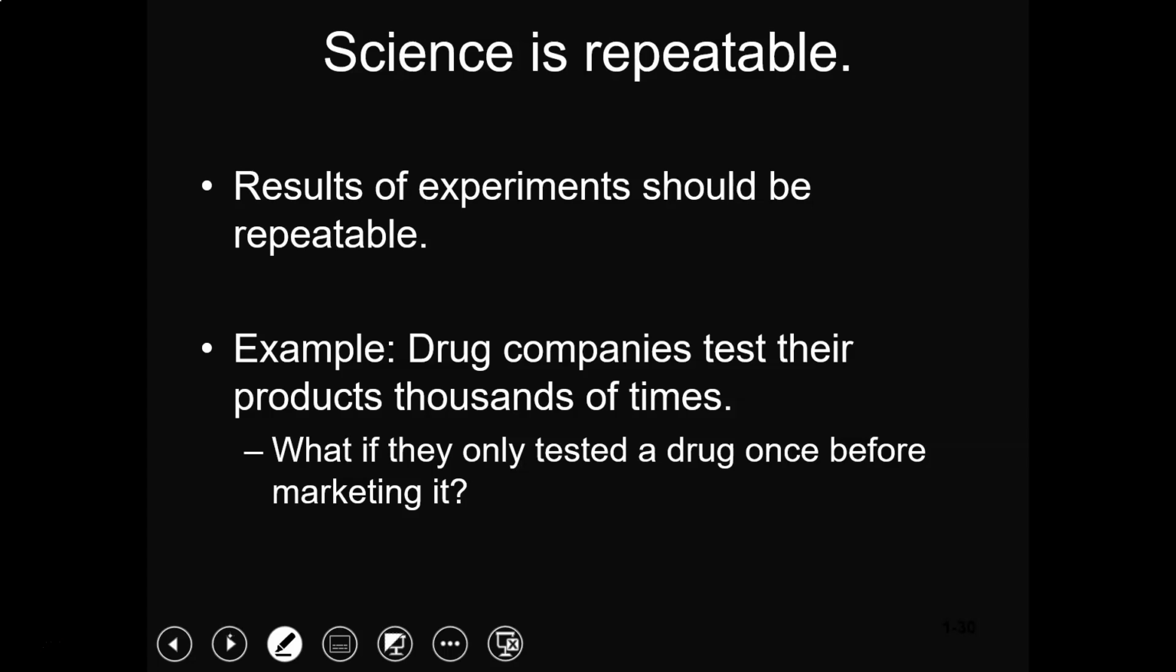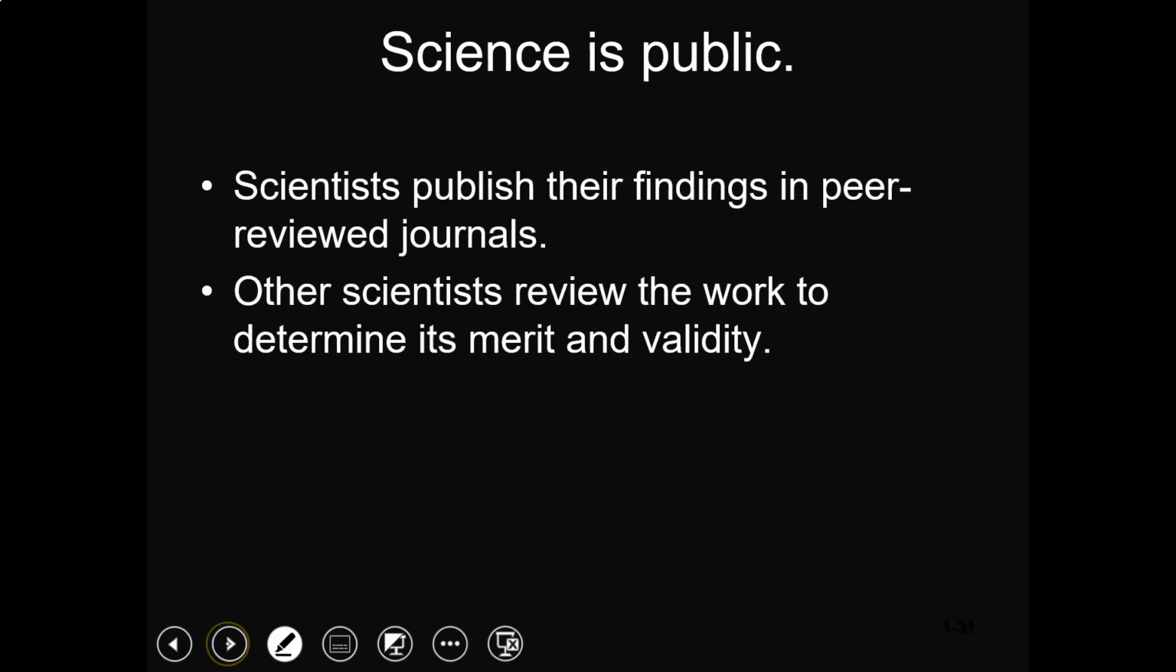So we test it thousands and thousands of times because results should be repeatable. Finally, science is public. Science is published in peer-reviewed journals. A peer-reviewed journal is a journal that's reviewed by other scientists. They review the work and they tear it apart, see how it's wrong. They may test it themselves. They want to look at your research. They want to know if it's valid, and they offer critiques.